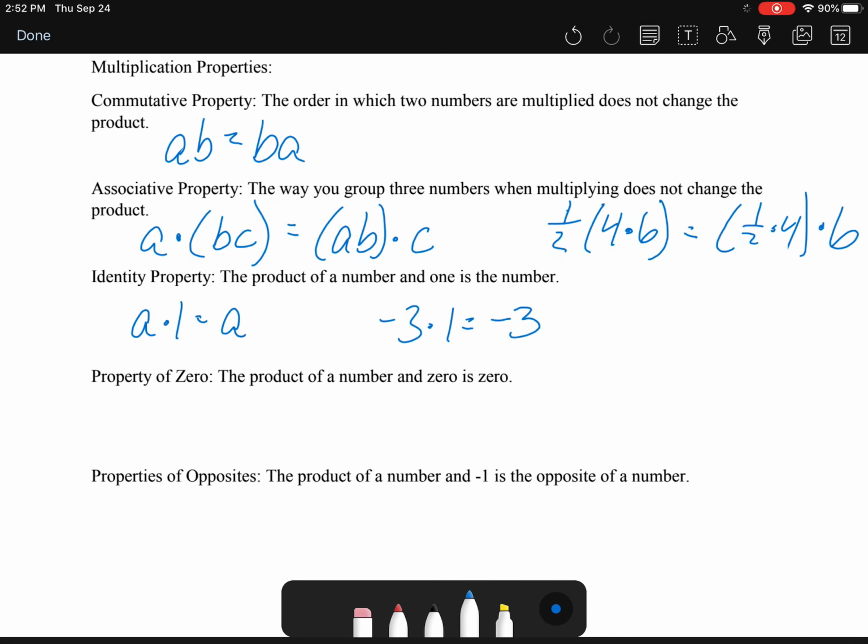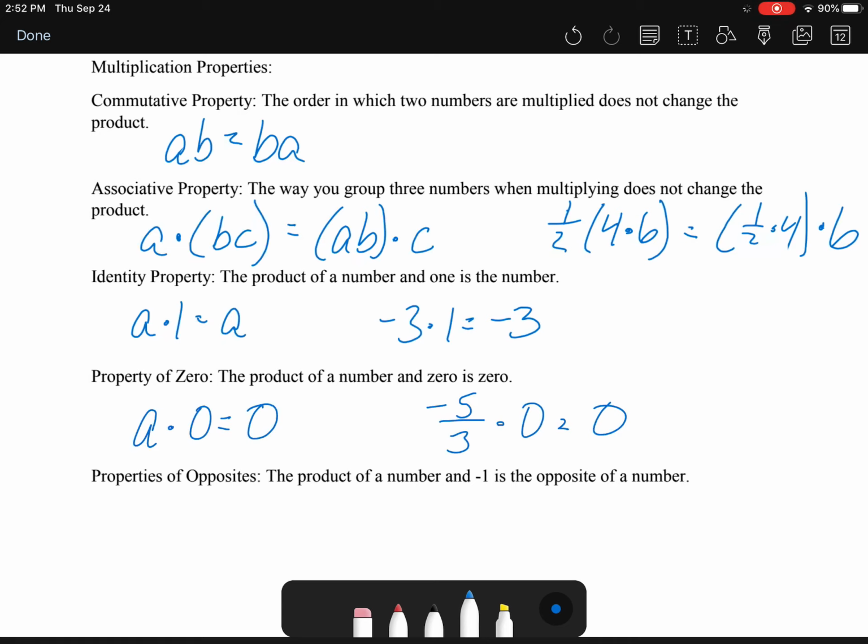The property of 0. The product of a number and 0 is 0. So if you take any number and multiply it by 0, you will get 0 back. If I have negative 5/3 and multiply that by 0, it does equal 0.